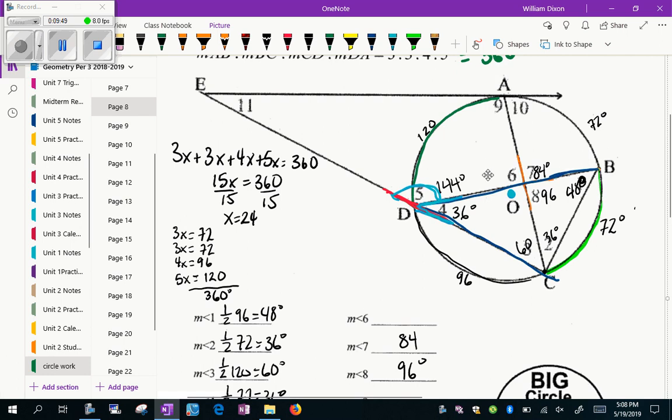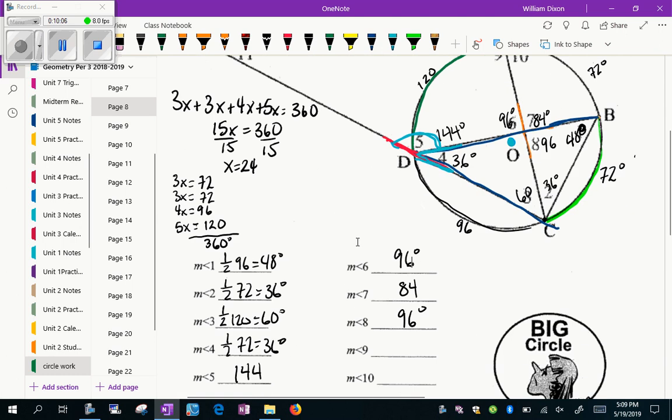All right, next is angle 6. Well, angle 6, if we think about that, angle 6 is vertical to angle 8. So we know that angle is going to be 96 degrees. Again, puzzle, just looking at the different relationships and coming up with their angle measurements.